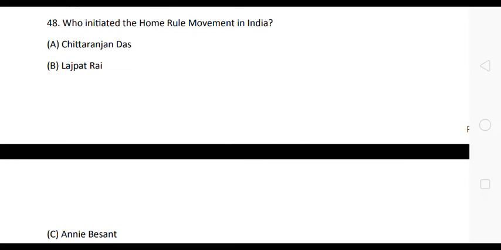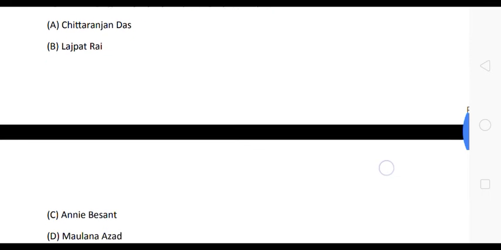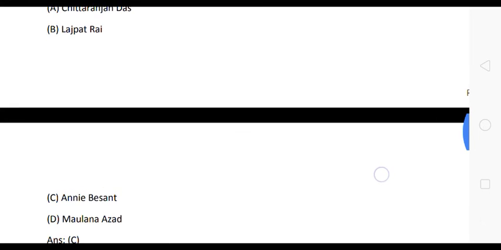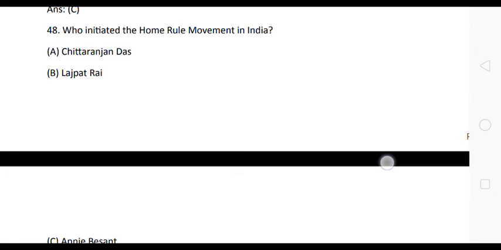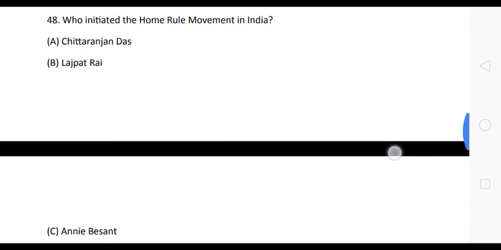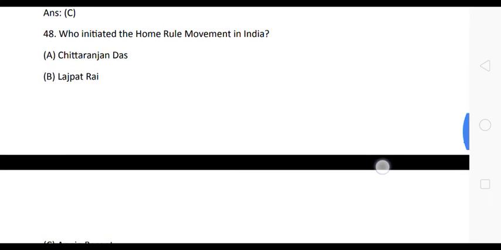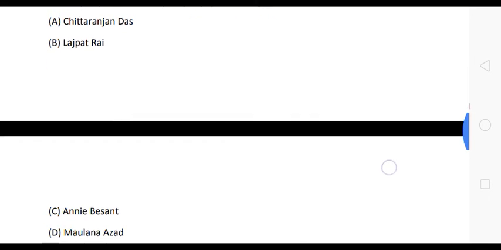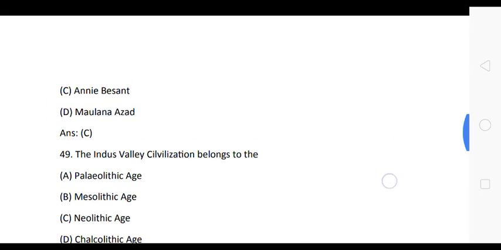The next question is, who initiated the Home Rule Movement in India? Options are A, Chittaranjan Das, B, Lajpat Rai, C, Annie Besant, D, Maulana Azad. But the correct answer is Annie Besant. Option C is the correct answer. Annie Besant initiated the Home Rule Movement in India.